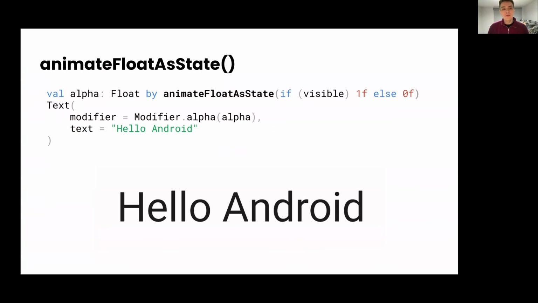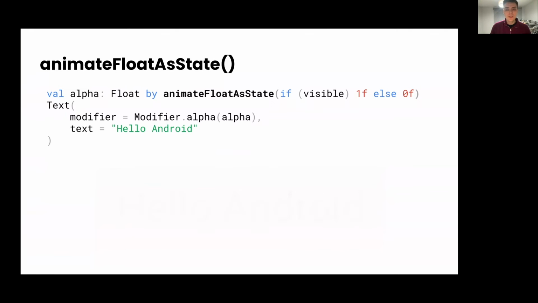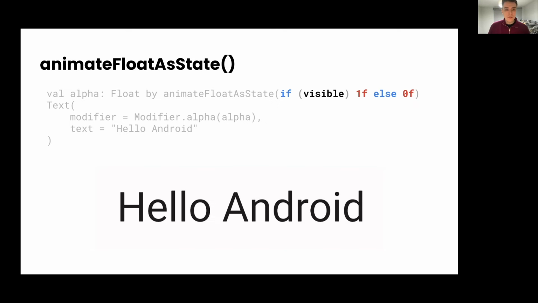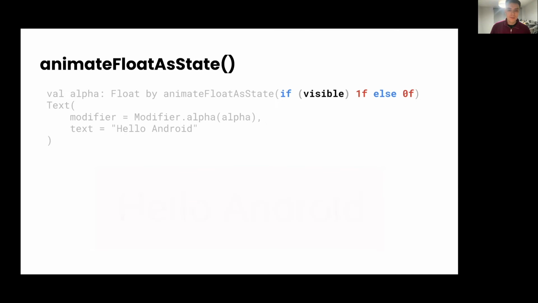So using animate float, in this example, we will use animate float as an example function, and we will animate the change of the alpha component of the text element. So when a visible variable changes, the target state also changes. It will be changed from 0 to 1f and back if visible changes, and the animation will be started.